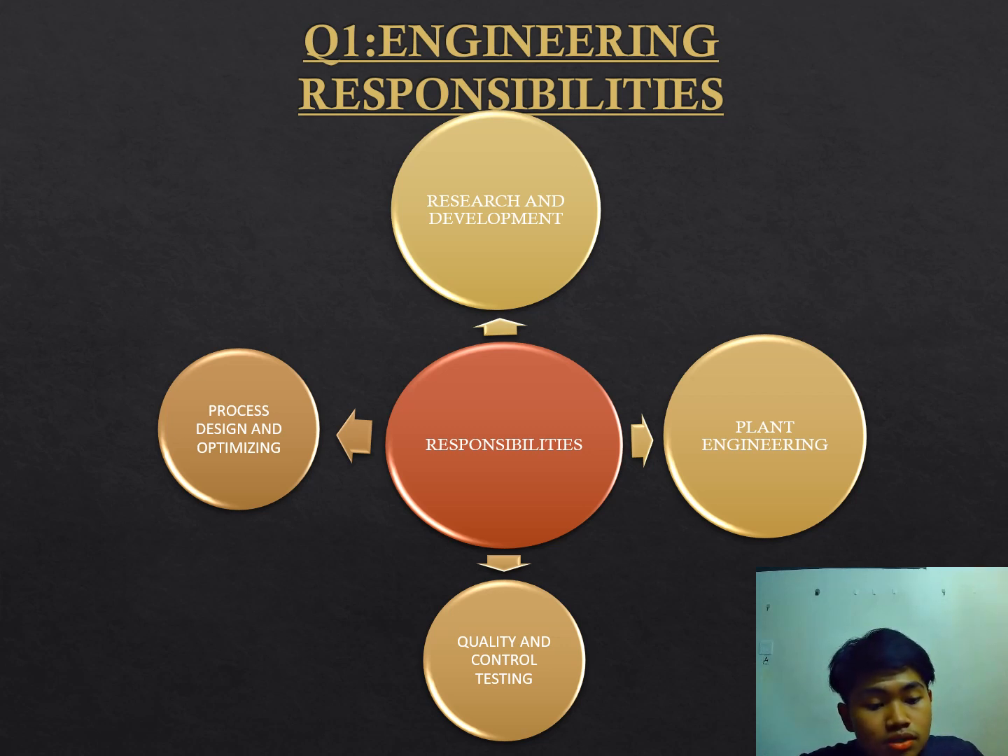The last one is quality control and testing. Engineers will establish quality control protocols to monitor and assess the quality of synthetic palm oil throughout the production process. This involves developing testing methods, analyzing samples, and ensuring compliance with regulatory standards. Engineers may also implement process monitoring systems to track key parameters and make adjustments as needed to maintain consistent product quality.